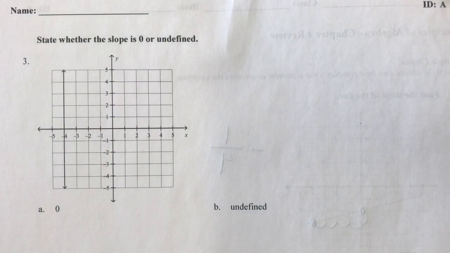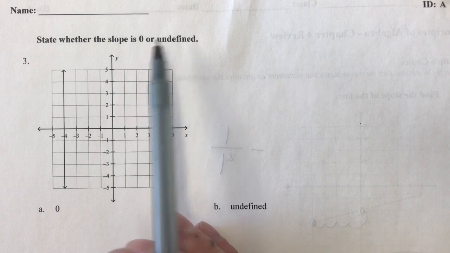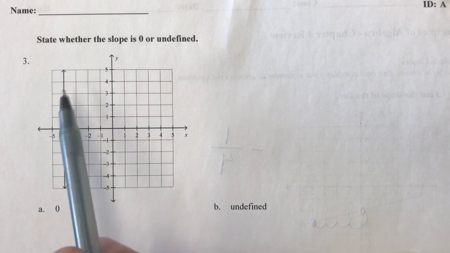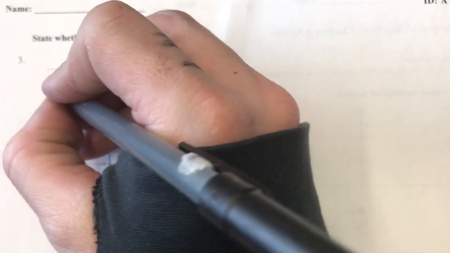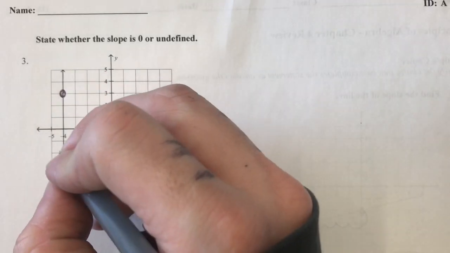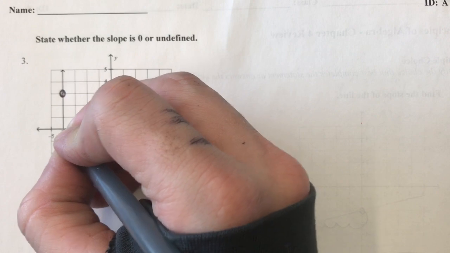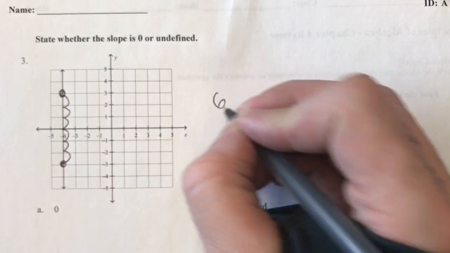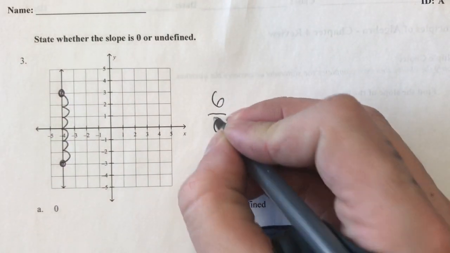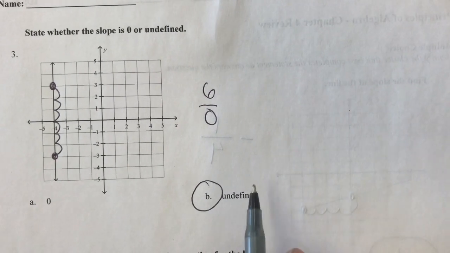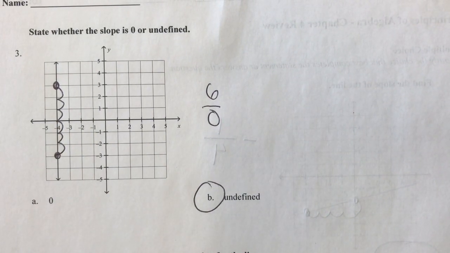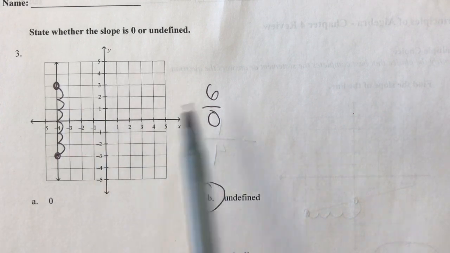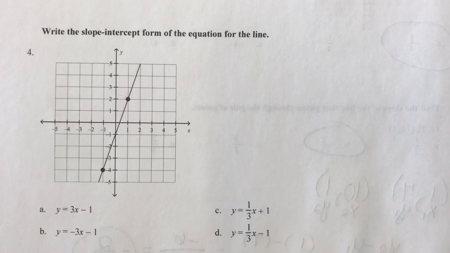Problem 3, state whether the slope is 0 or undefined. If it's a vertical line, it's an undefined slope. If you're wondering why, you can just pick any 2 points, and it's up 1, 2, 3, 4, 5, 6 over nothing. Anything divided by 0 is undefined. If it was a horizontal line, it would be 0. But if you just see the vertical line right away, say undefined. Do no more.